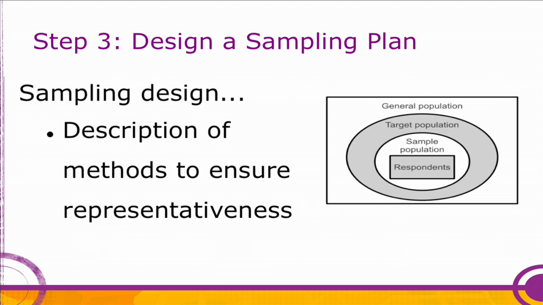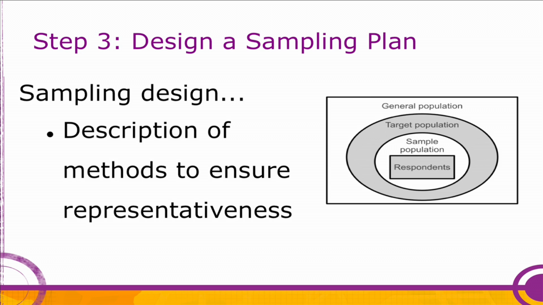When you're designing your sampling plan, you need to consider the different population levels that are involved. The general population for a vaccine clinic might be the entire town that clinic is seeking to serve. Your target population would be those who actually arrive at the clinic and get vaccinated.